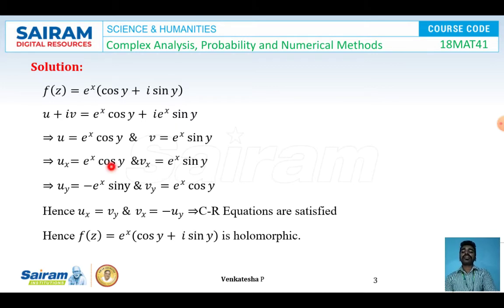So we can say that this ux is exactly equal to vy and vx is equal to minus uy. So this is the required condition for CR equations, that is ux is equal to vy and vx is equal to minus uy. So it implies CR equations are satisfied. So once the CR equations are satisfied, we can say the function f of z is a holomorphic function or regular function or an analytic function. So f of z is equal to e power x into cos y plus i sin y is holomorphic.